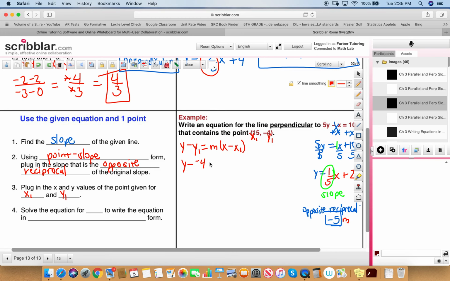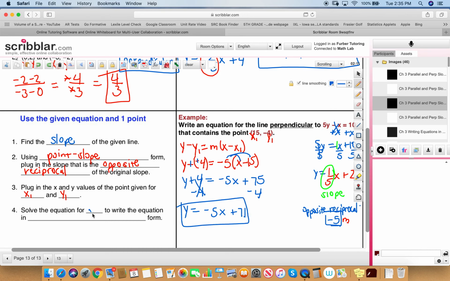y minus negative 4, we're going to have to be careful there, equals negative 5 times x minus 15. This is both going to turn to plus. When I distribute, I'm going to get y plus 4 equals negative 5x. Negative 5 times negative 15 is positive 75. And then from here, I just need to subtract the 4. And I get y equals negative 5x plus 71.